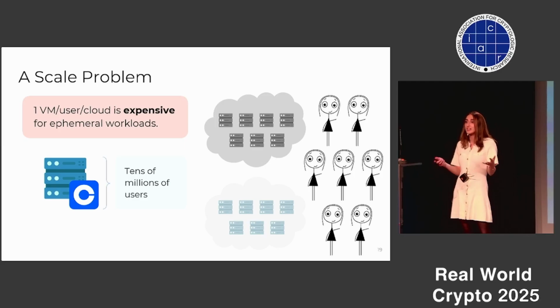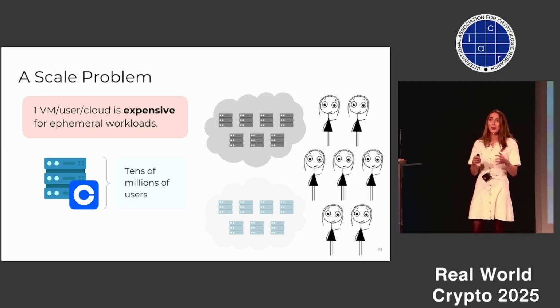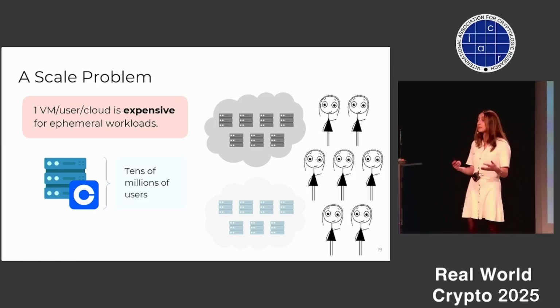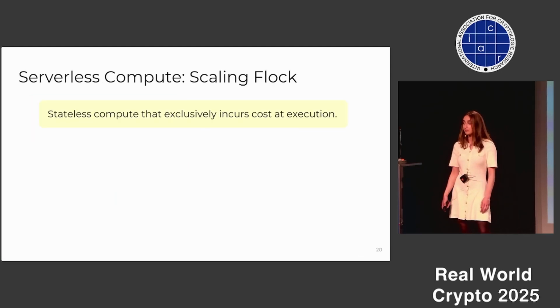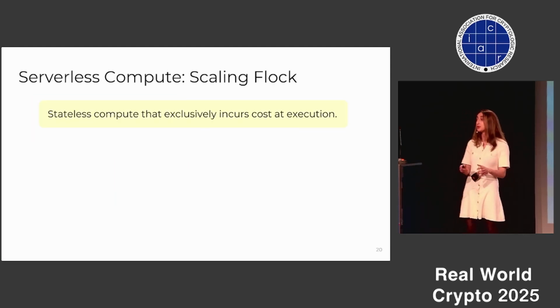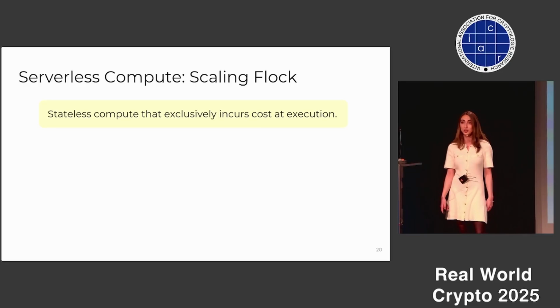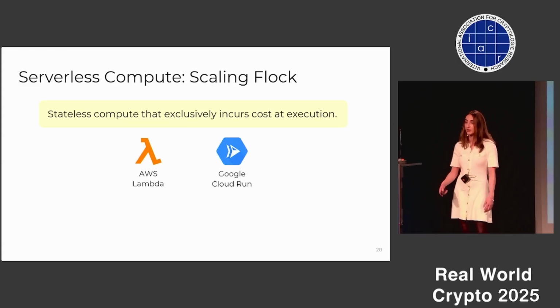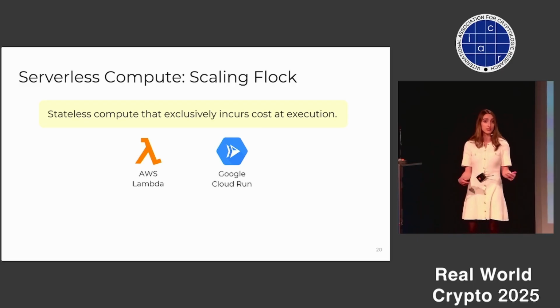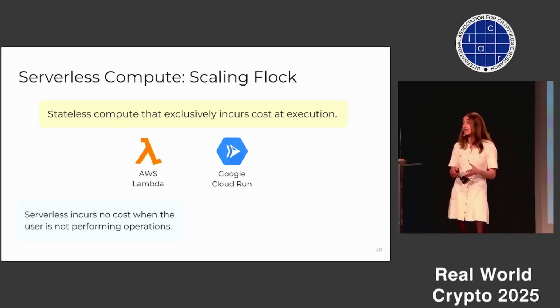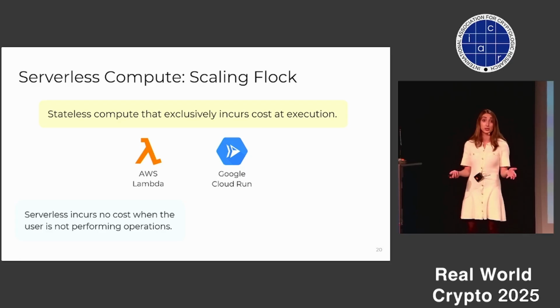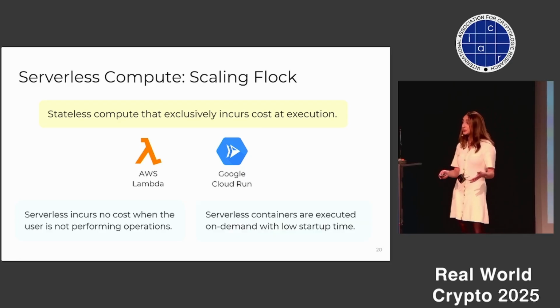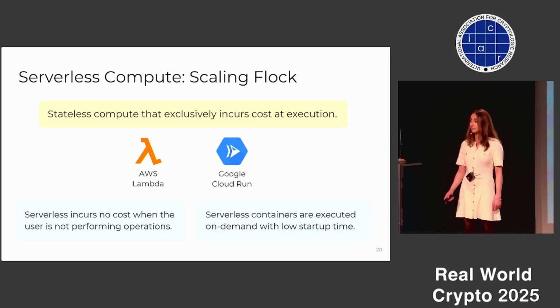So the harsh reality is that 1 VM per user per cloud is just going to be prohibitively expensive for these ephemeral workloads. To solve this problem, we turn to serverless computing in order to scale Flock. Serverless computing is stateless compute that exclusively incurs costs at execution. Fortunately for us, most major cloud providers offer a serverless computing offering. There are 2 really great things about serverless that are great for Flock. The first is that serverless incurs no cost when the user is not actually performing an operation, and serverless containers are executed on demand with very low startup time.